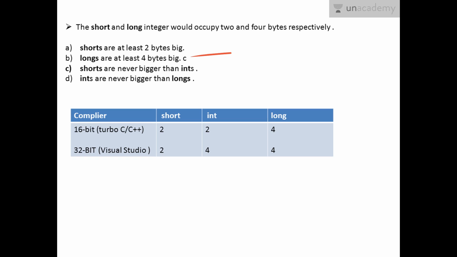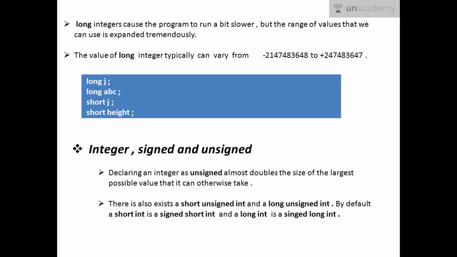When it comes to compilers, for 16-bit compilers like Turbo C or C++, we have short as 2 bytes, int as 2 bytes, and long as 4 bytes. For 32-bit, short is 2 and int is 4, whereas long is also 4. The difference here is only because of the different compiler.